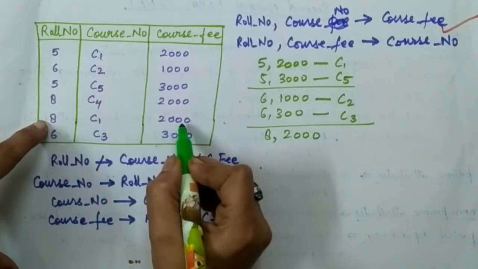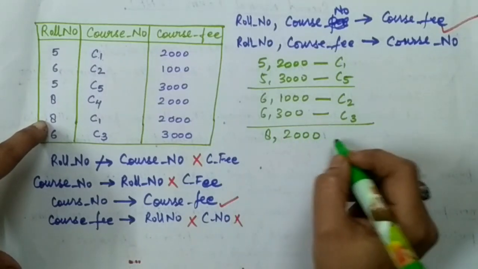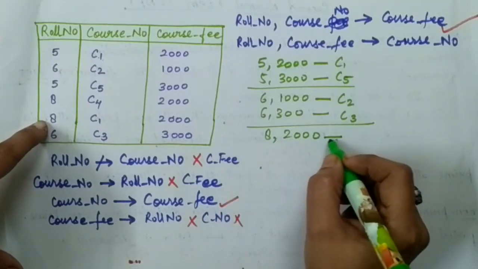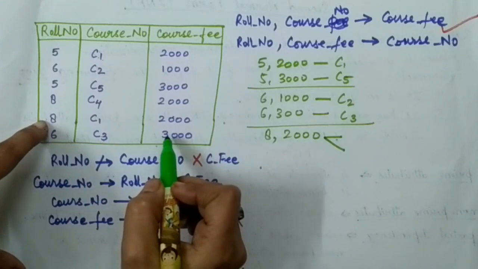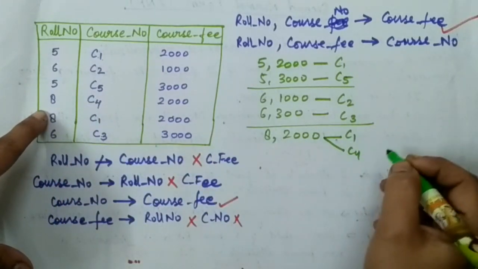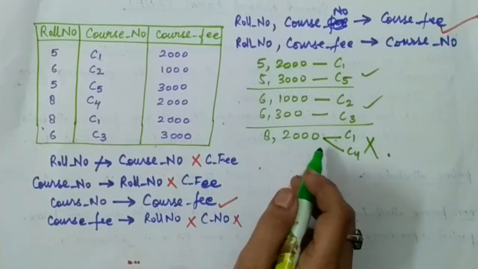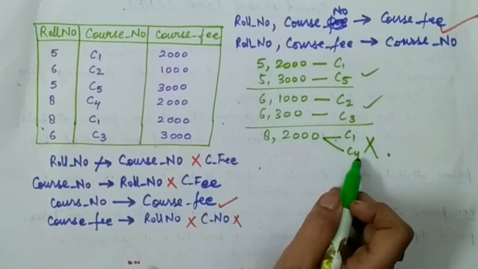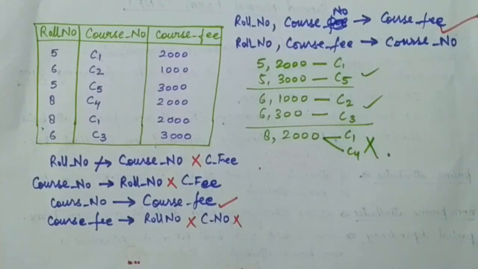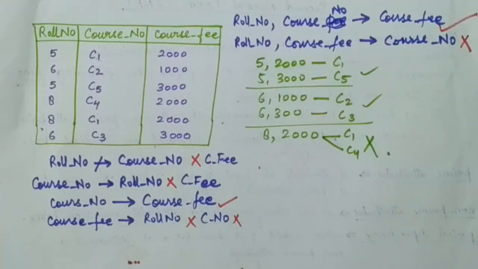Next, roll number is 8 and course fee is 2000. So 8, 2000. I'll write once only. I am getting two different values, that is, C1 and C4. Here is a problem, because for a single combination I am getting two different values. Thus it is not uniquely identifying all the tuples. Thus this FD will not work.